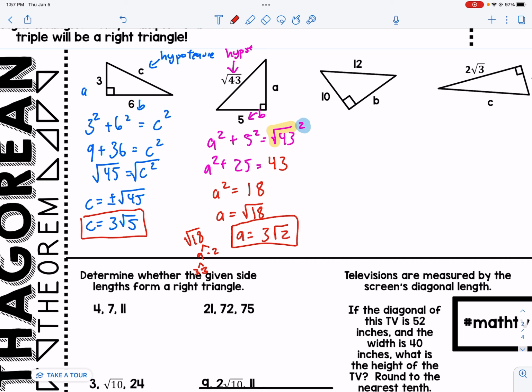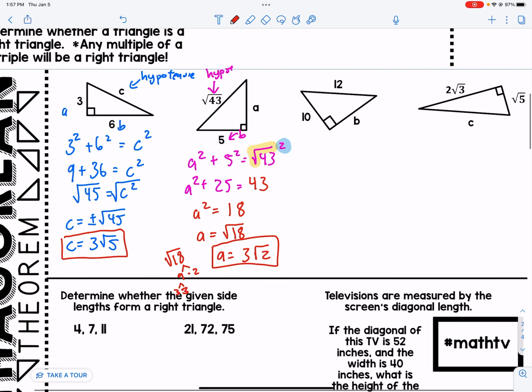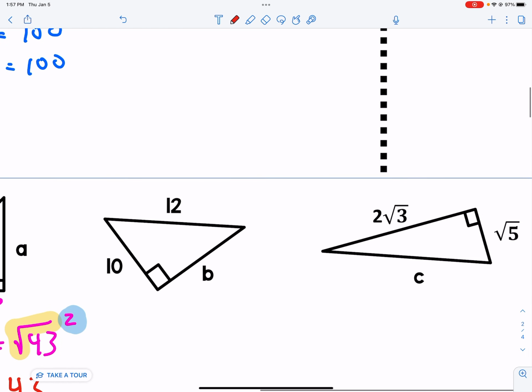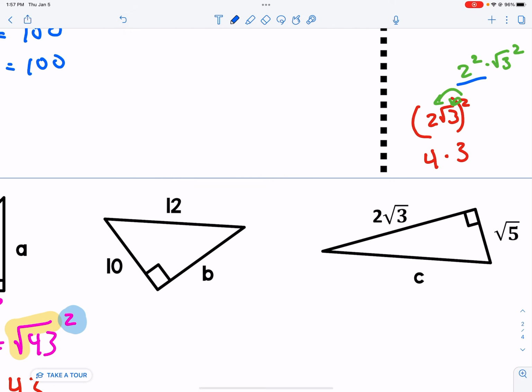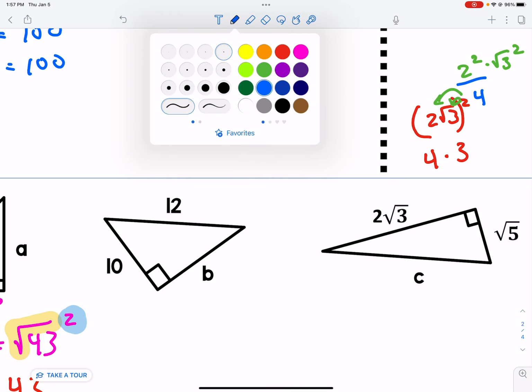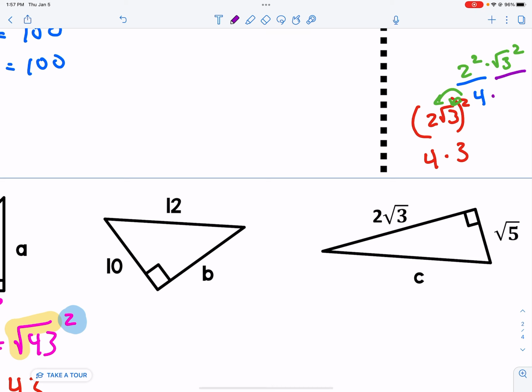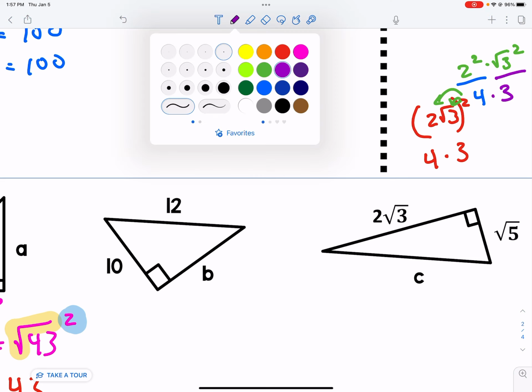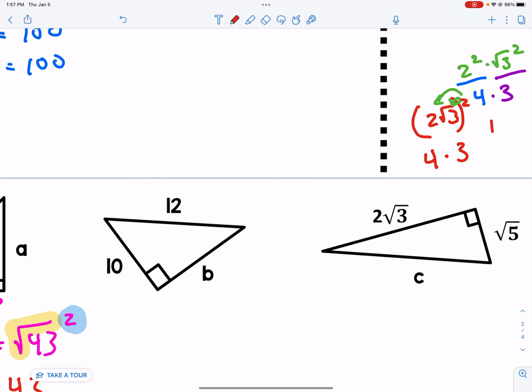All right, go ahead and try the next two, please. I will give you a little hint here on 2 radical 3 squared. When you do 2 radical 3 squared, that is going to become 4 times 3. I'm going to break it a little bit further. That's because the 2 is distributed to both terms. So 2 squared times radical 3 squared. 2 squared is going to give us 4. Radical 3 squared is going to give us 3. And that's going to give us 12.